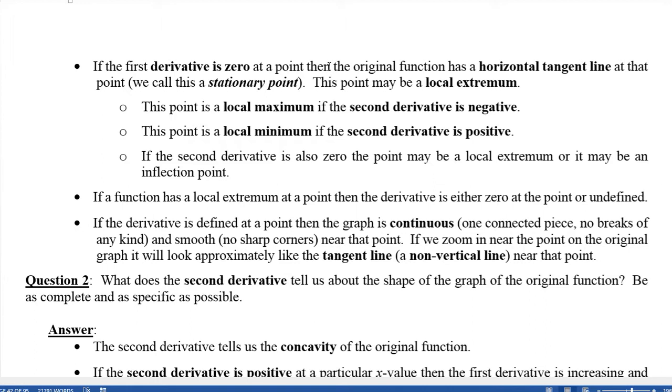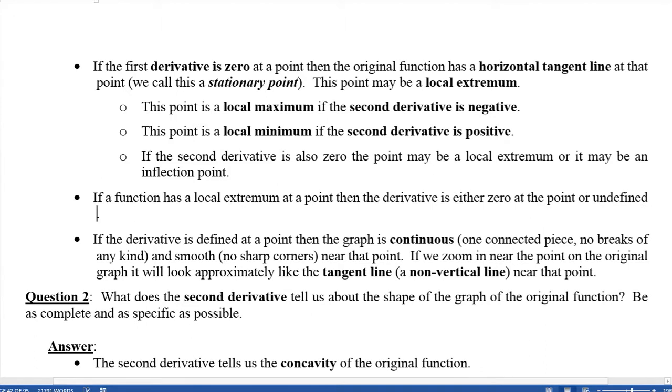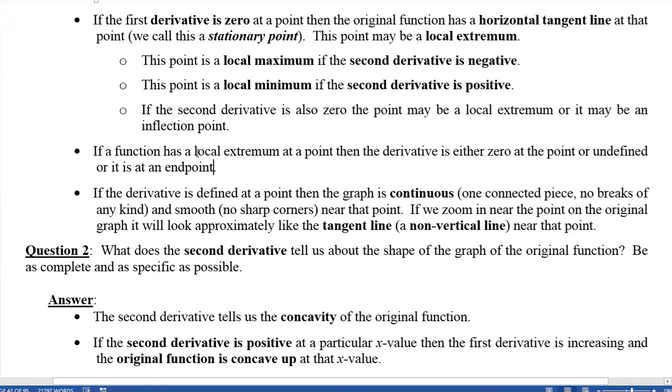If a function has a local extremum at a point, then the derivative has to be either 0 at the point or undefined, or it is at an endpoint. So those are the only places you can have a local extremum, at least what I'm calling a local extremum. I have seen some textbooks that only call a local extremum a place where the derivative is 0. I prefer to use a more general definition that says a local extremum is either a local maximum or a minimum, where if you look at the x's nearby, say draw a circle around the point, and it's the lowest point in that little neighborhood, that would be a local minimum.